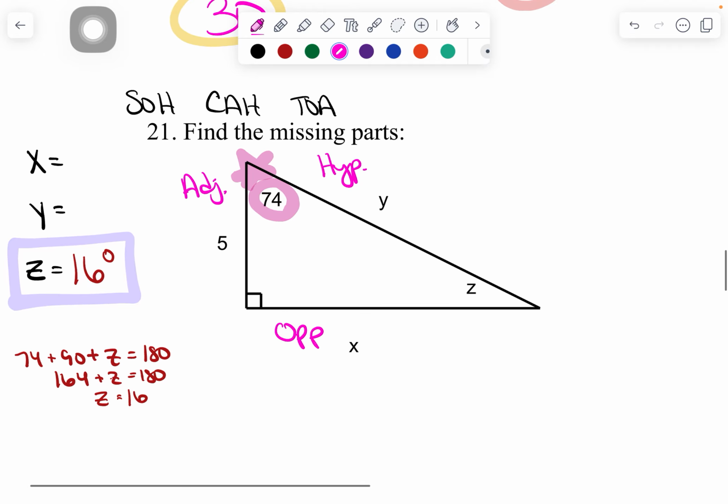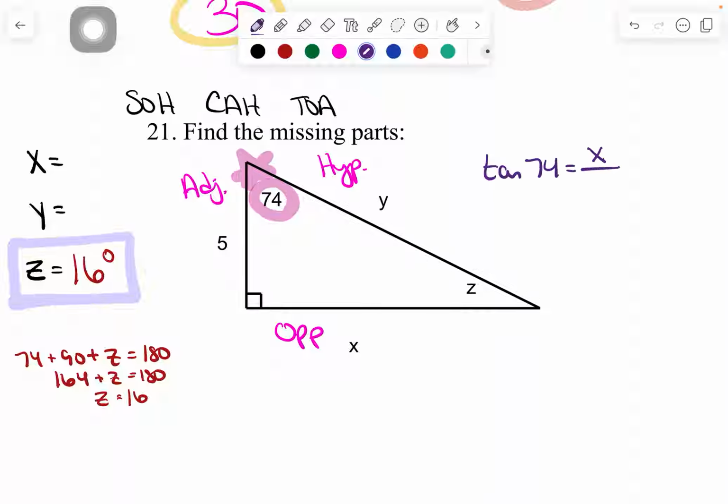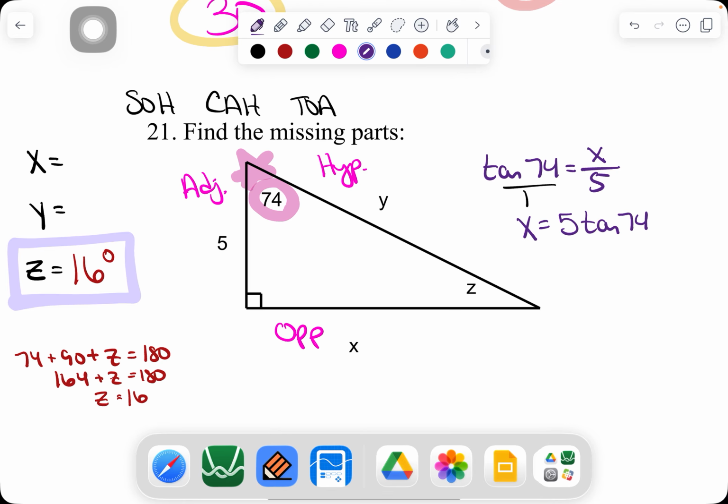All right. So for X, let's say I want to find X first. That's the opposite side here, and I'm going to use the adjacent side, which means I'm going to be using TOA, where tangent is the opposite over the adjacent. So let me set that up. Let's make a little equation here that says the tangent of 74 equals the opposite side of X over the adjacent side of 5. I can put this over 1, and I can cross multiply. So X is equal to 5 times the tangent of 74. That goes in a calculator.